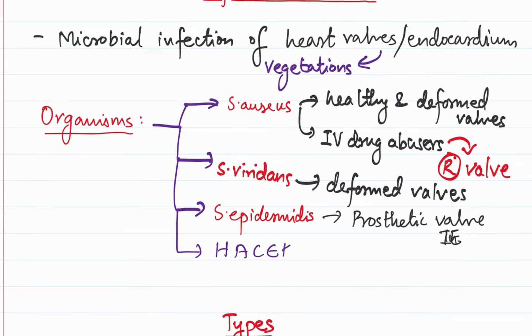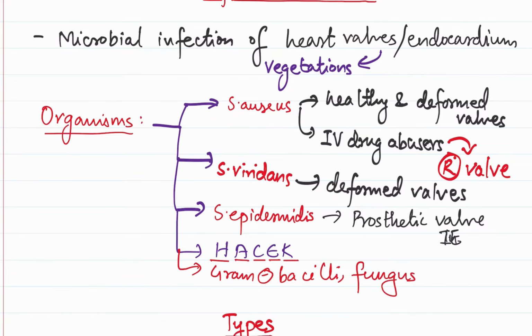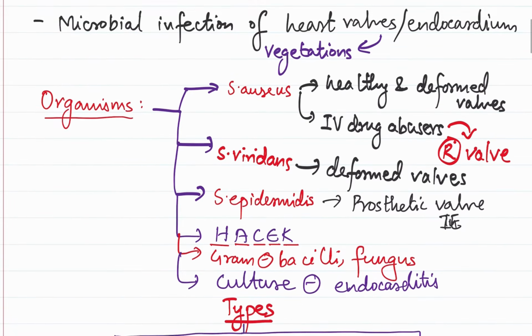of organisms. So what are the HACEK groups? We might have learned about them in microbiology. They are Haemophilus, A for Aggregatibacter (Actinobacillus), C for Cardiobacterium hominis, E for Eikenella corrodens, and K for Kingella kingae. So this group of organisms is important for infective endocarditis. And then we have gram-negative bacilli. Sometimes certain fungal infections cause infective endocarditis. And in 10 to 15% of cases, the culture report might be negative. So culture negative infective endocarditis might be seen in 10 to 15% of cases.